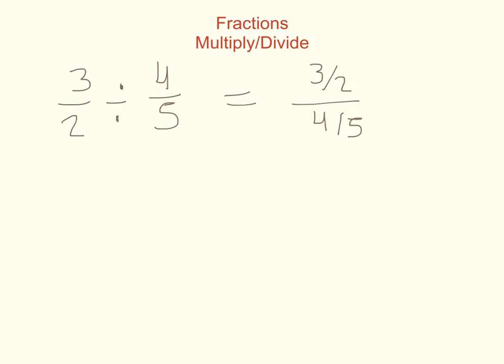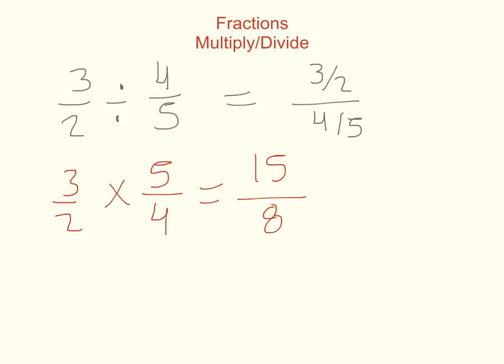They mean the exact same thing. So all you do when you're using division is keep, change, flip. What I mean by that is I'm going to keep my first part, change from division to multiplication, and flip this last part. So I'm going to make that a 5 over 4. Now I'm just multiplying fractions, so I multiply straight across. 3 times 5 is 15. 2 times 4 is 8. So I'll just leave it like that.